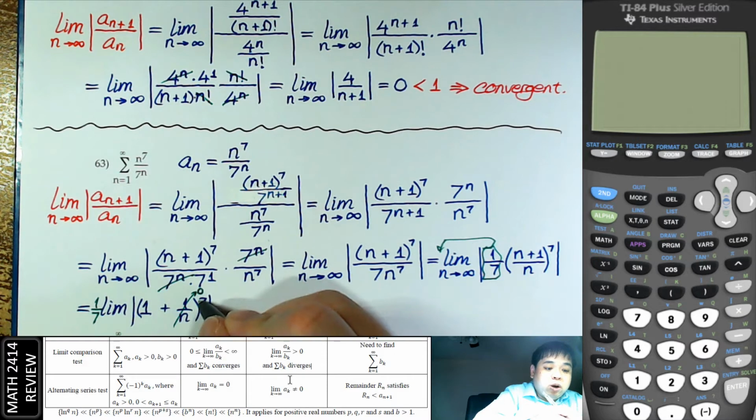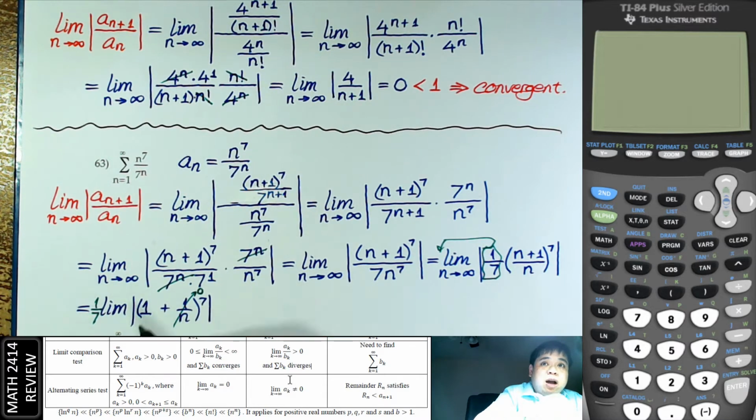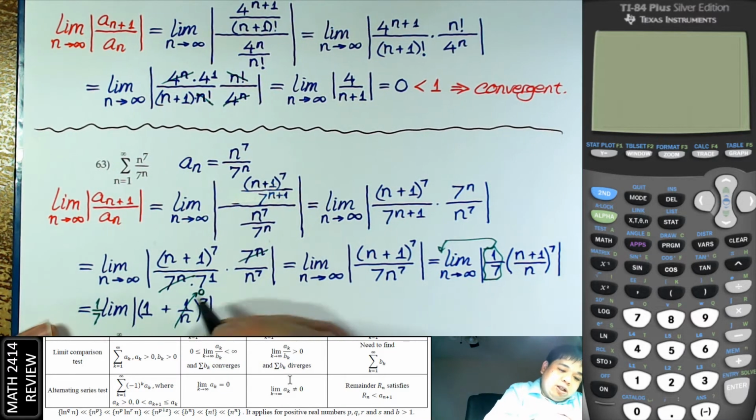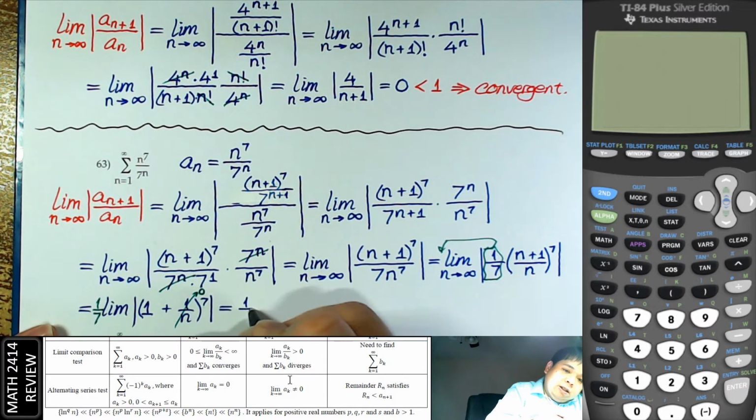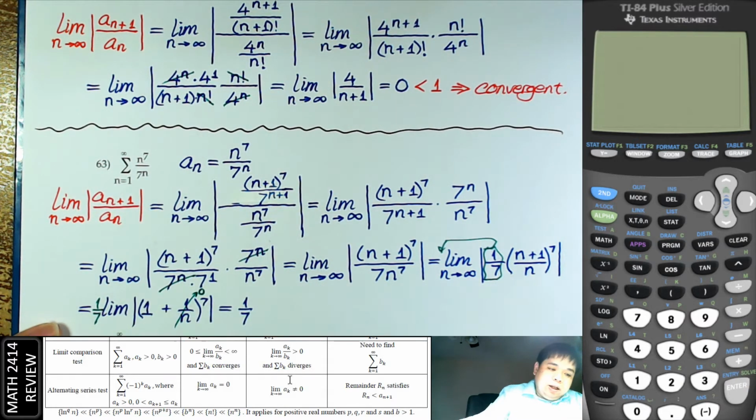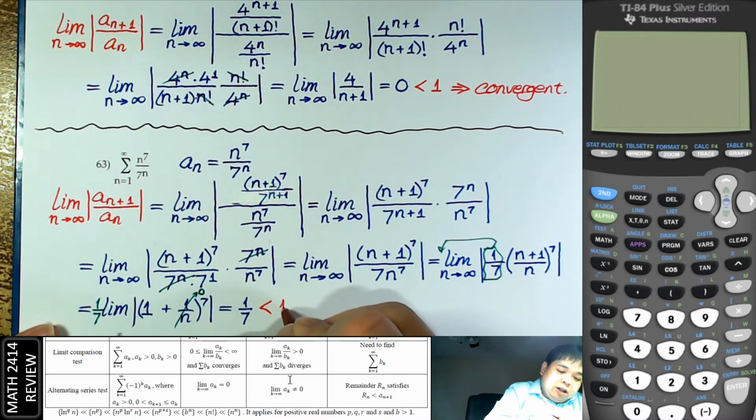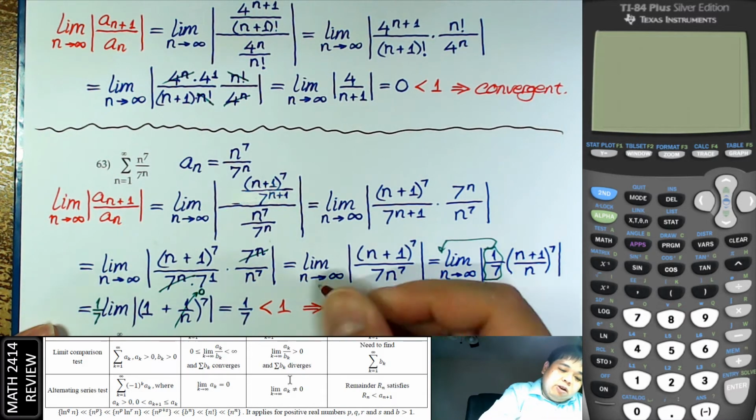Notice that if this one goes to infinity, we cannot do it this way. It is a constant power. So we have 1 raised to a constant power. It's going to be 1 times 1 over 7. So this is 1 over 7, which is less than 1. So that's why this is convergent.